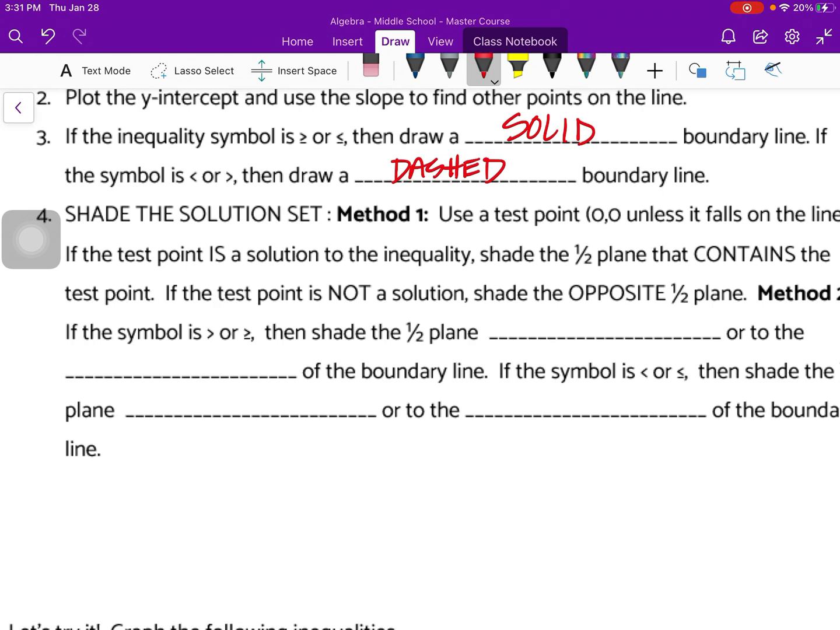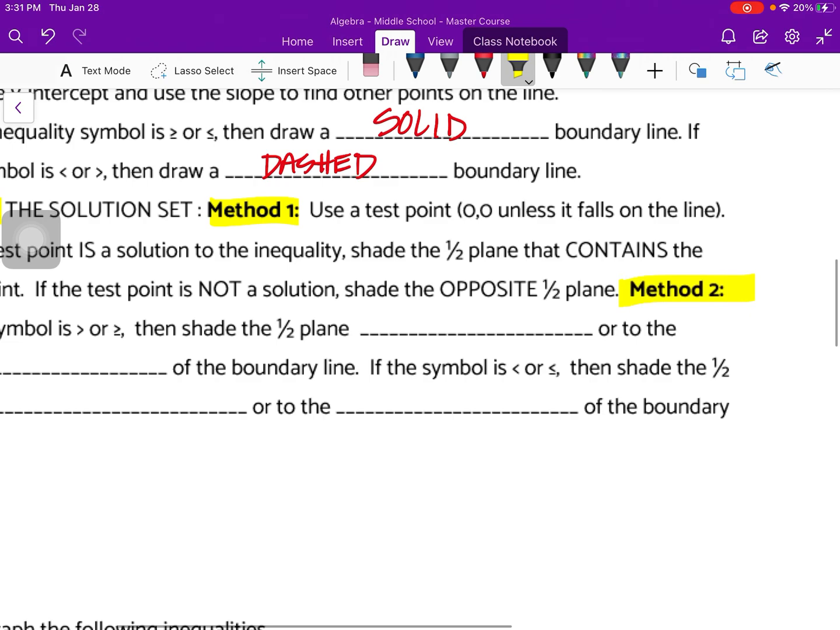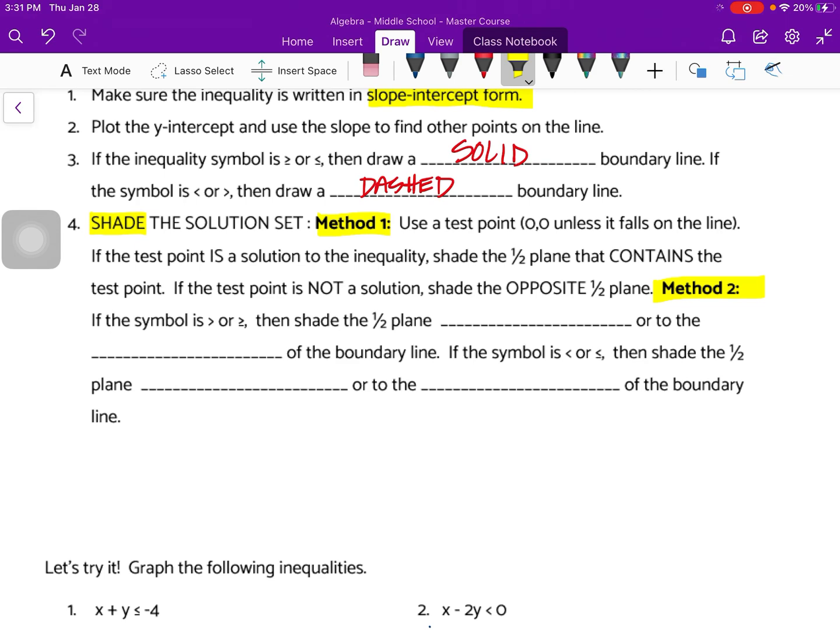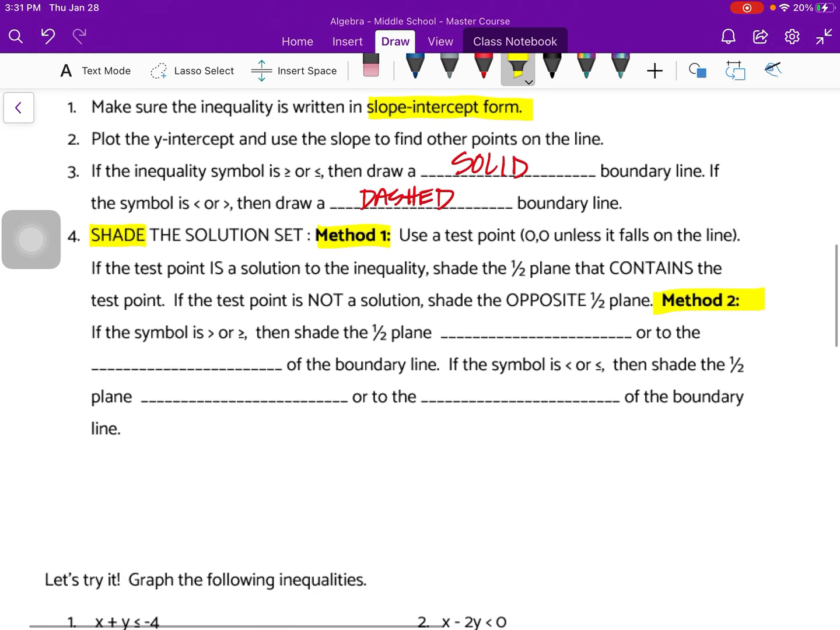Okay, so after you draw your line, the next part is to do your shading. So we have to shade the solution set, and there are 2 methods that I gave you. The first one is 100% foolproof. So I said if you use the test point 0, 0, and you plug that into the inequality, just like we did up here, if it creates a true statement, then you shade the half plane that contains that point. If it is not a solution, then you shade the opposite half plane. The only time you can't use 0, 0 is if 0, 0 falls on the line. Then you want to choose some other point. The reason we're choosing 0, 0 is because it's very easy to do the math.